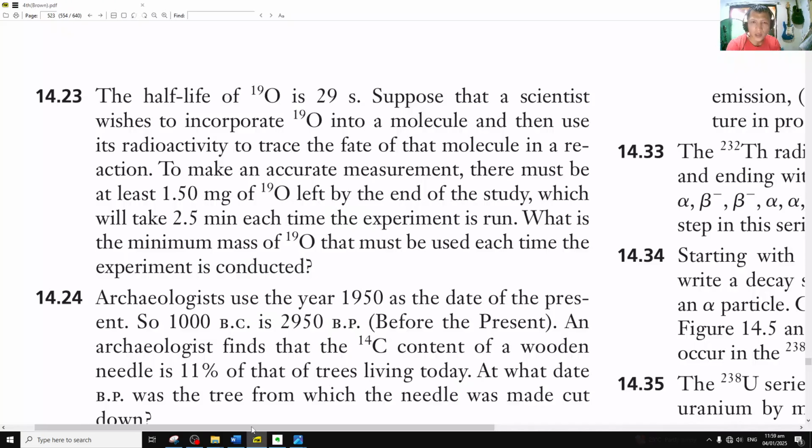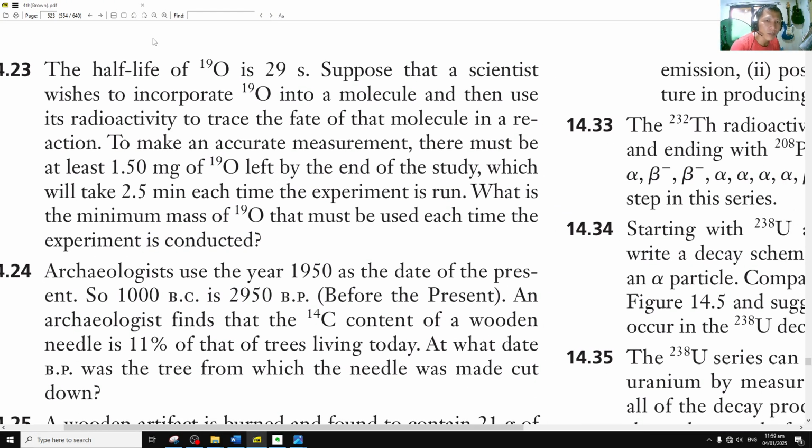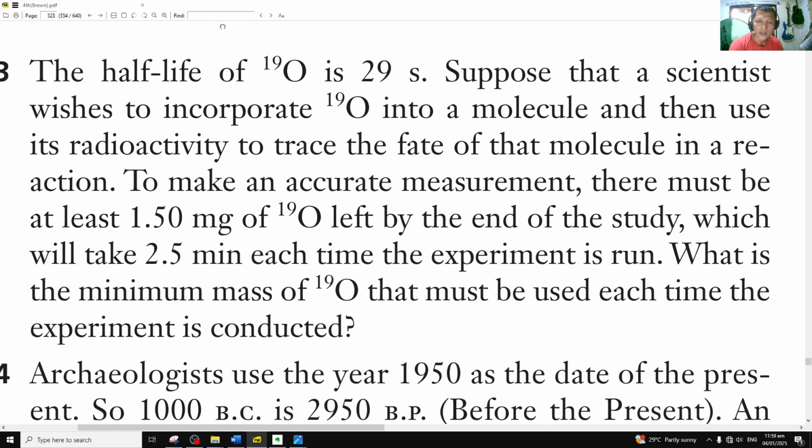Okay, good morning guys. For a new problem we'll be solving, we have this 14.23. I'm just following Brown's Chemistry for Engineers. The half-life of oxygen-19 is 29 seconds. Suppose that a scientist wishes to incorporate oxygen-19 into a molecule and then use its radioactivity to trace the fate of that molecule in a reaction.